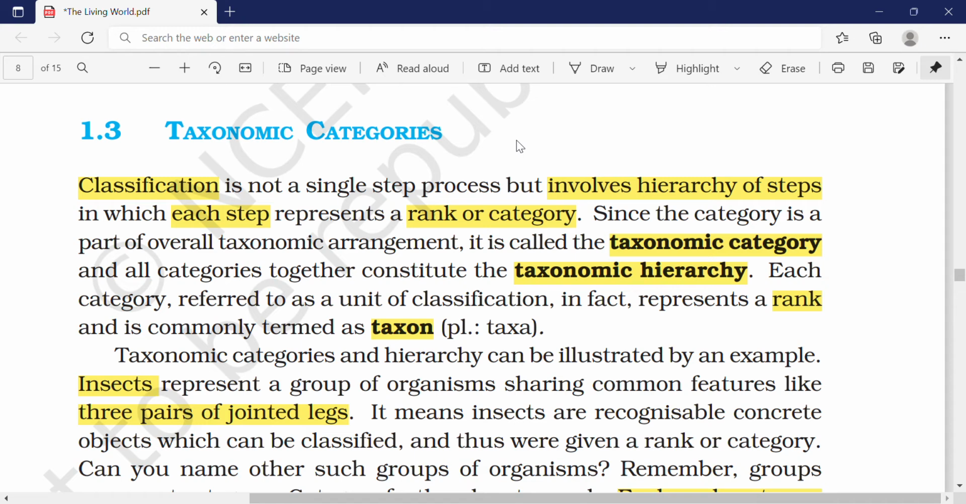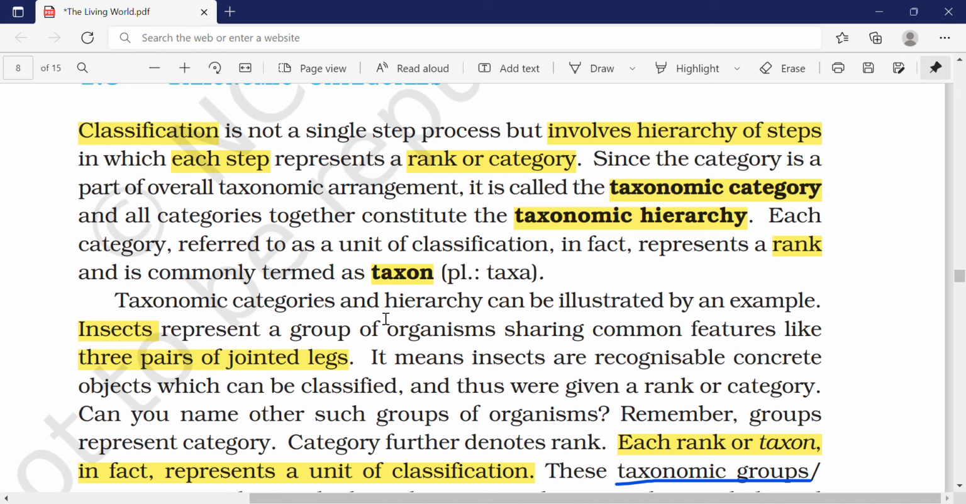So all categories together are called taxonomic hierarchy, because it's a few steps together, right? So it's called taxonomic hierarchy. Then, what is each step called? It's called a rank or a taxon. It can be called a rank. It can also be called a category, or it can also be called taxon. So each step can be called rank or category or taxon.